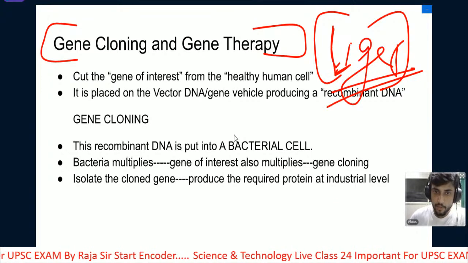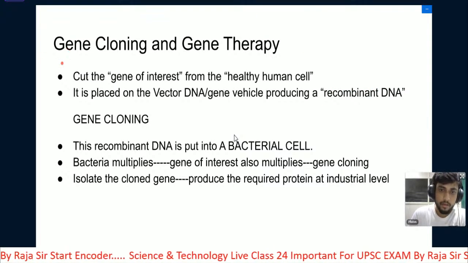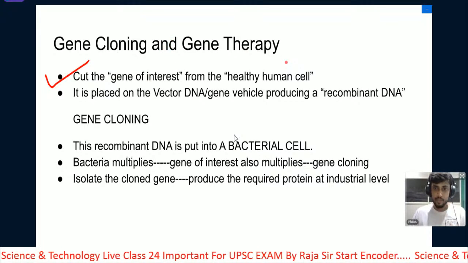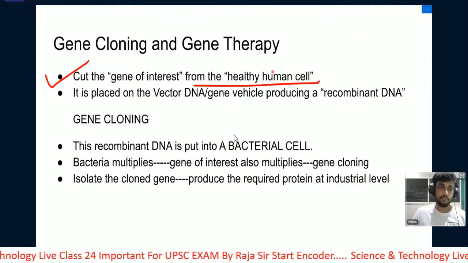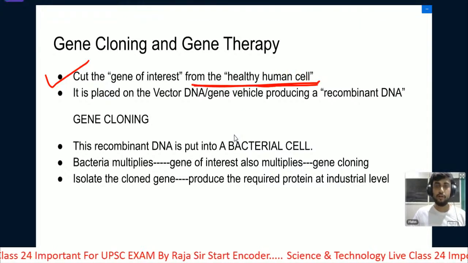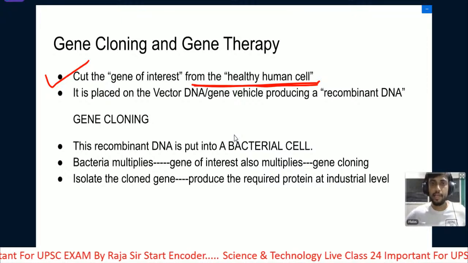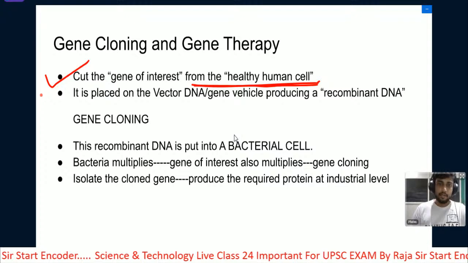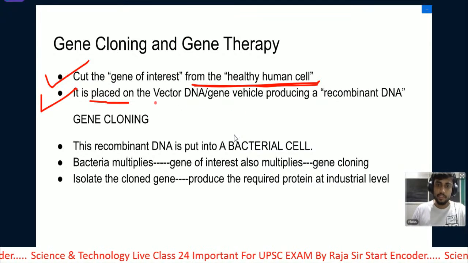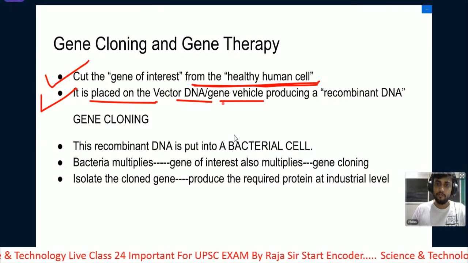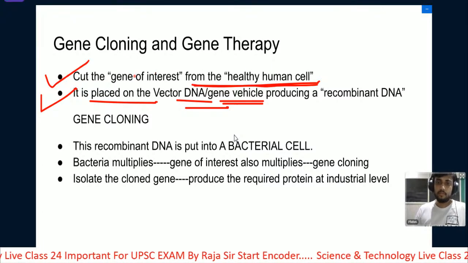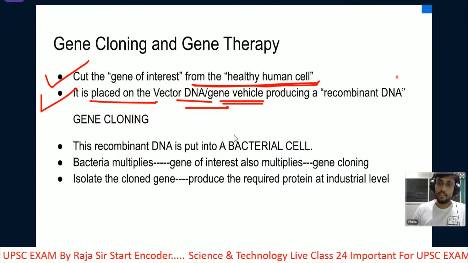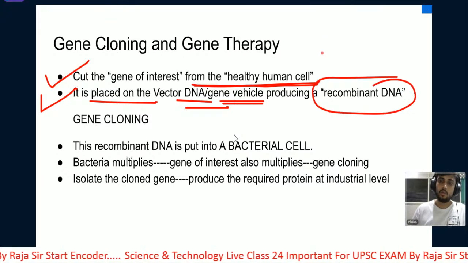Now, I was explaining the gene cloning. In the first step, we will cut the gene of interest from the healthy human cell, and in our case, we were interested in the insulin gene. In the second step, we will place this gene over the vector DNA or the gene vehicle, and this combination is known as recombinant DNA or the rDNA.